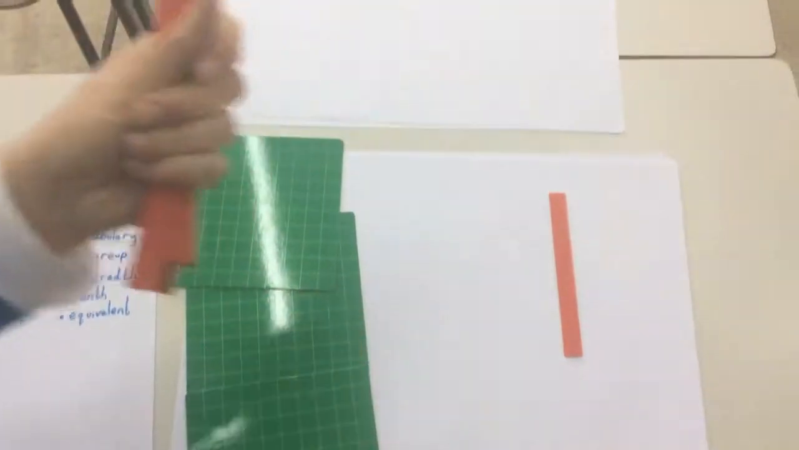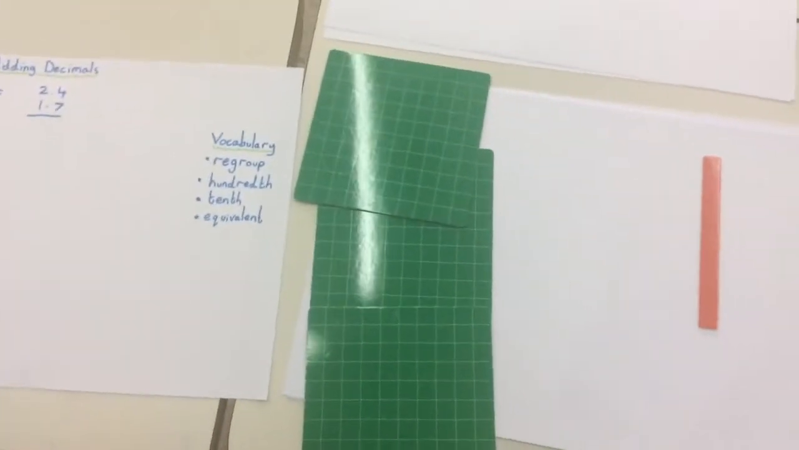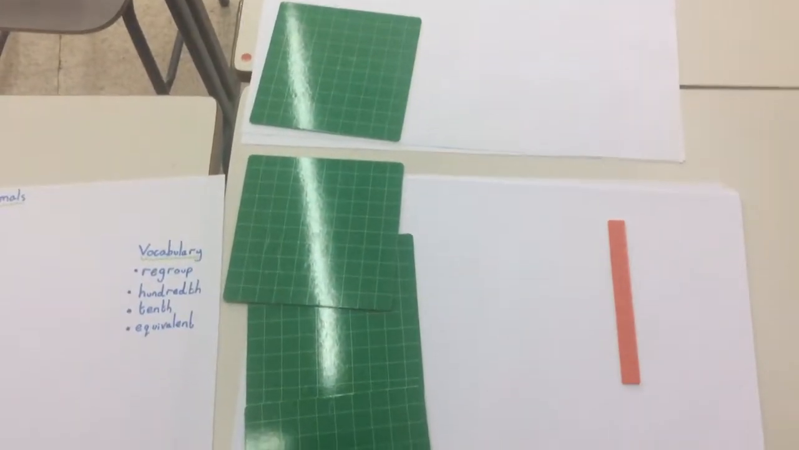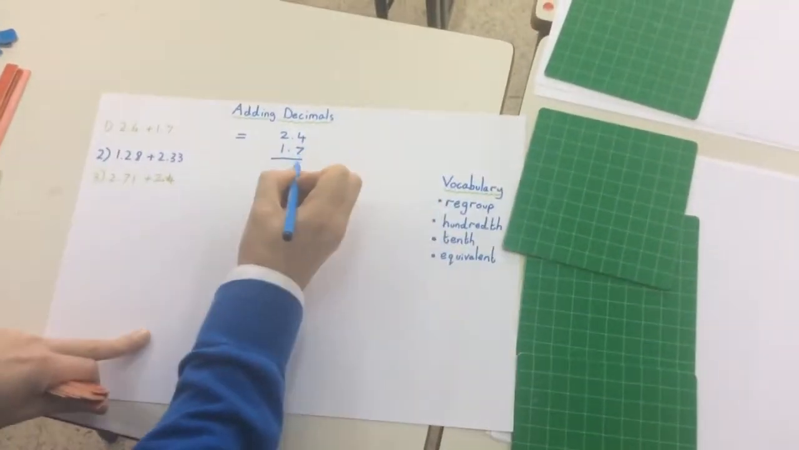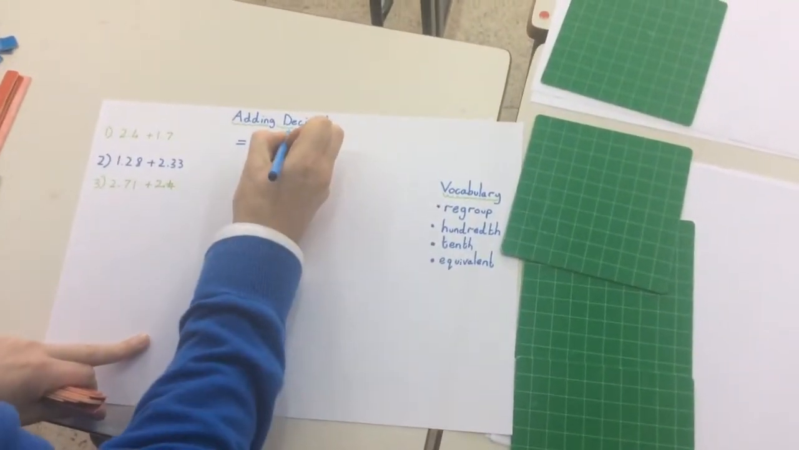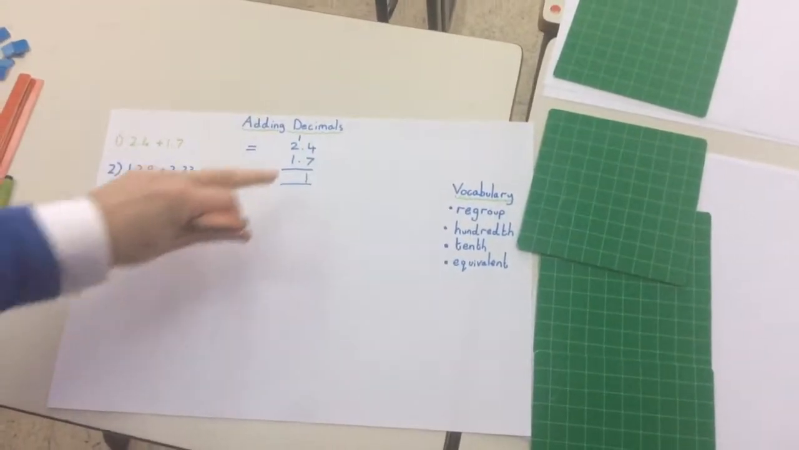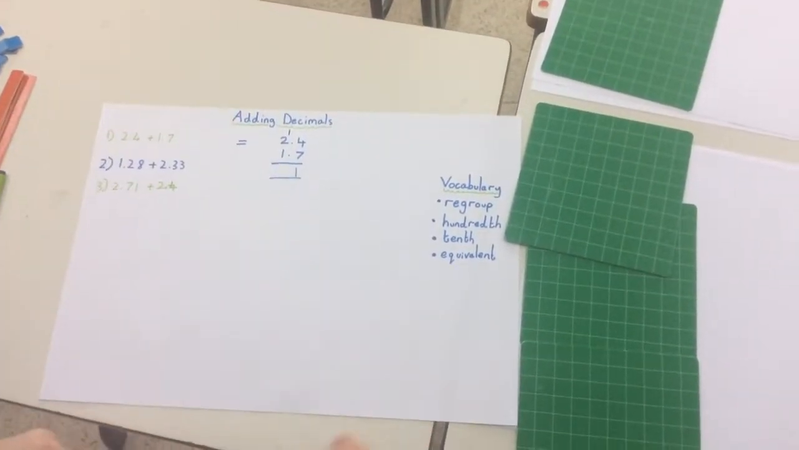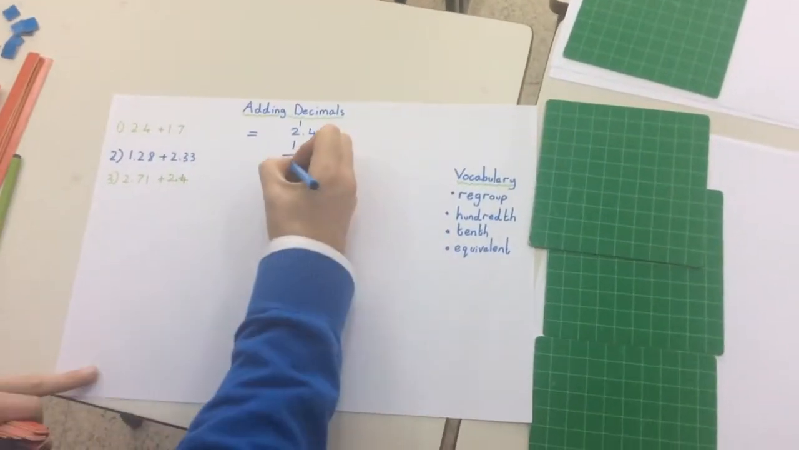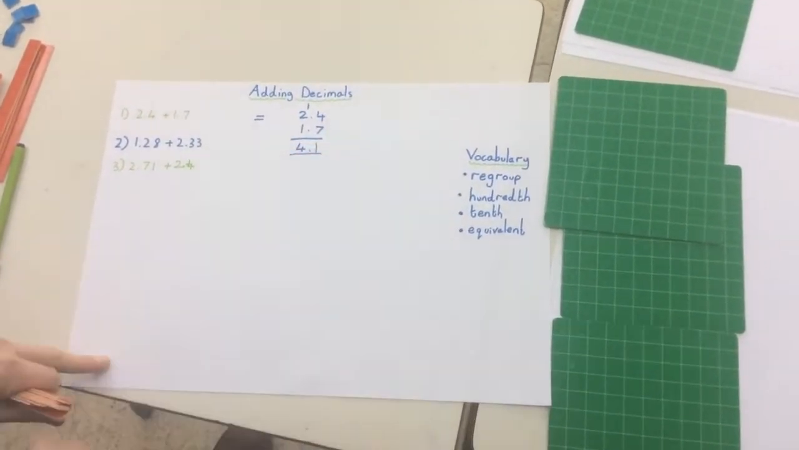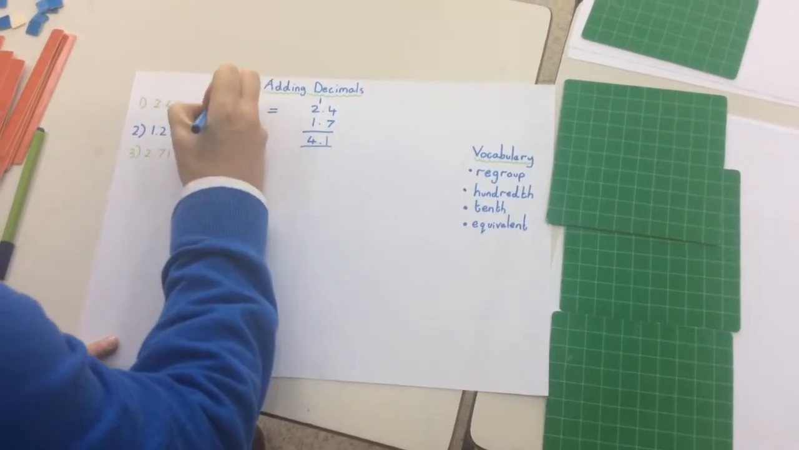I'm going to regroup those for one of these. So now what I've got is 1/10 and I've regrouped 10 of them to make one unit. Add up my units, 1, 2, 3, 4. Answer is 4.1.